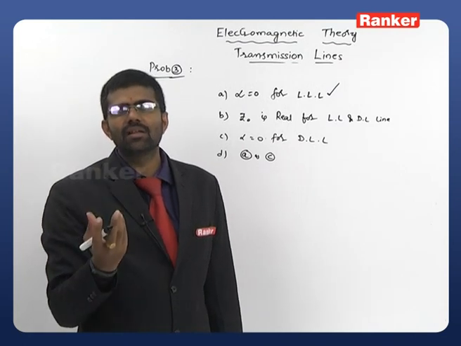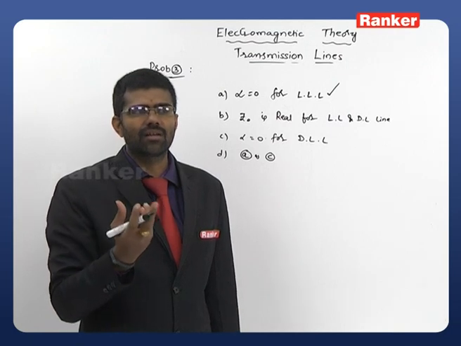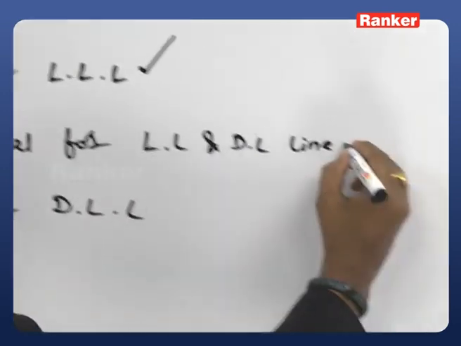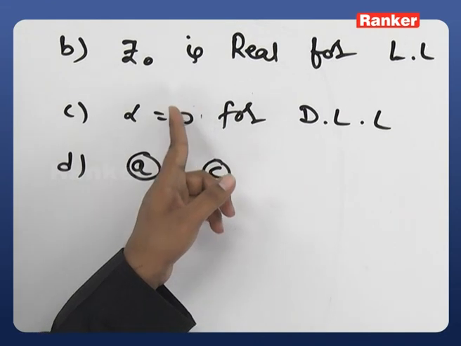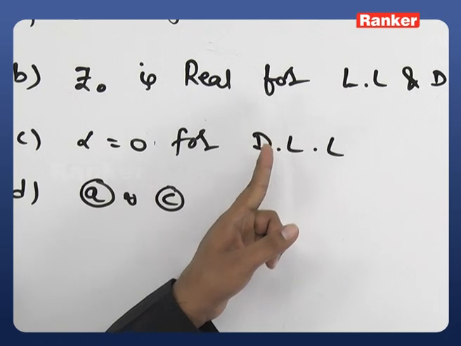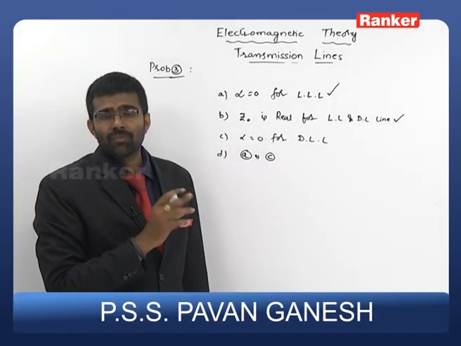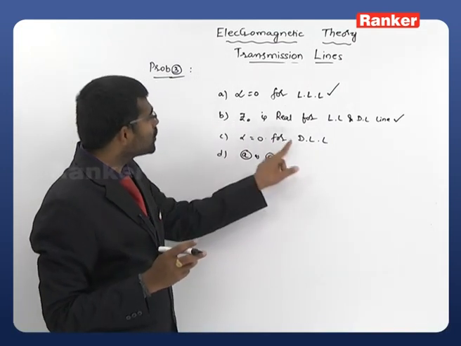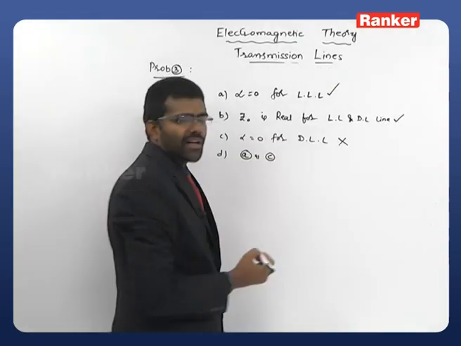L is real, C is real, so what you will get is a real quantity. The characteristic impedance of our lossless line or distortionless line is always a real quantity. So this is also true, right? And the third one, alpha is equal to 0, that is nothing but attenuation constant is 0 for a distortionless line. Now observe this one, for a lossless line alpha is equal to 0, but for a distortionless line it need not be 0, and you will get a constant, that's why this is not equal to 0 for a distortionless line, right? So this is not correct.